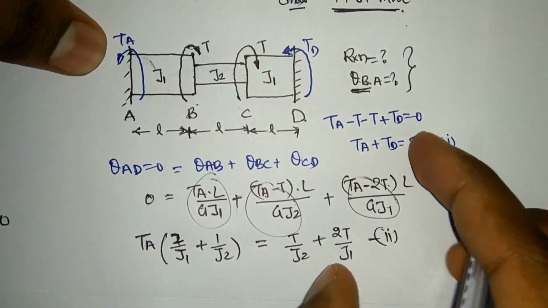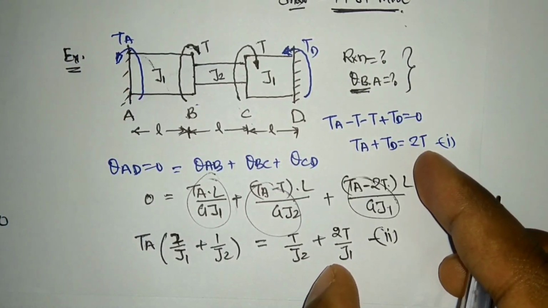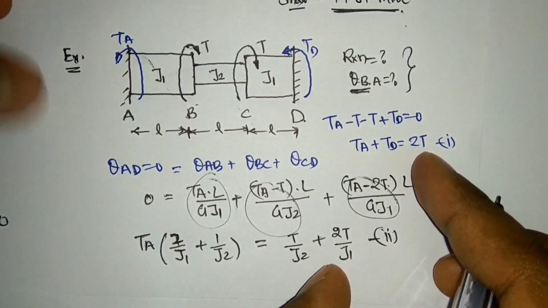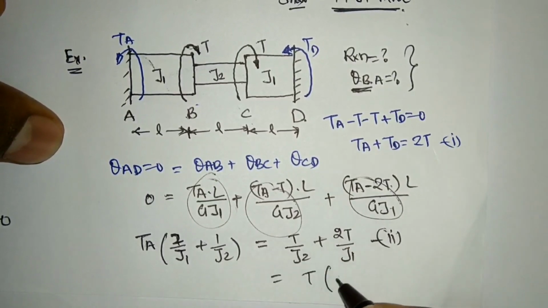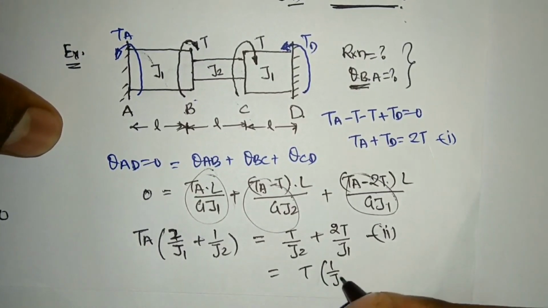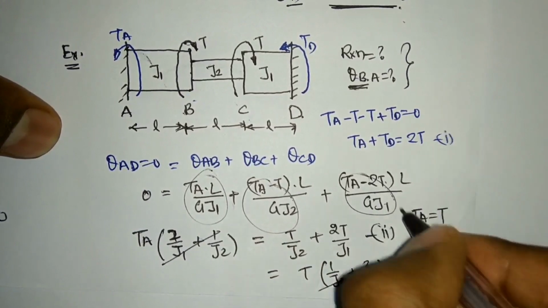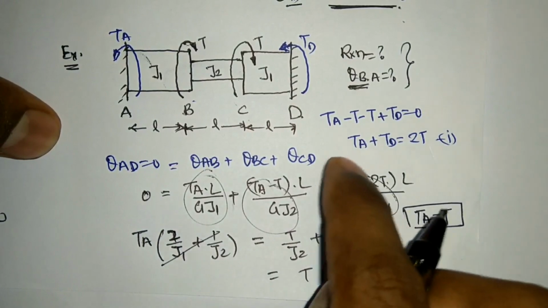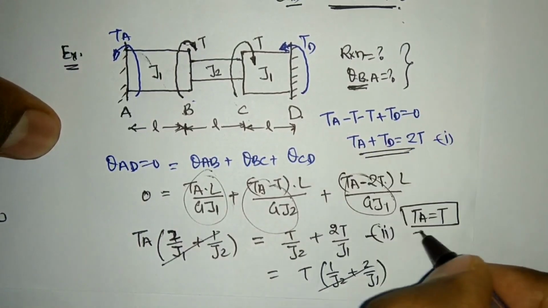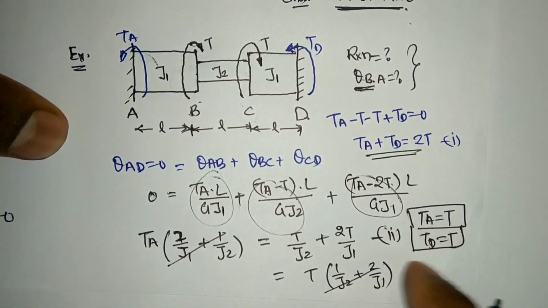Now I can solve these two equations in order to calculate the TA and TD values. Both I will get from here. If I take T common from here, this will be (1 upon J2 plus 2 upon J1). Fine, and these two will cancel each other and TA is equal to T. The value of TA has come out equal to T. If TA is T, then from this equation I know TD will also be T only. So TA is equal to T and TD is equal to T.